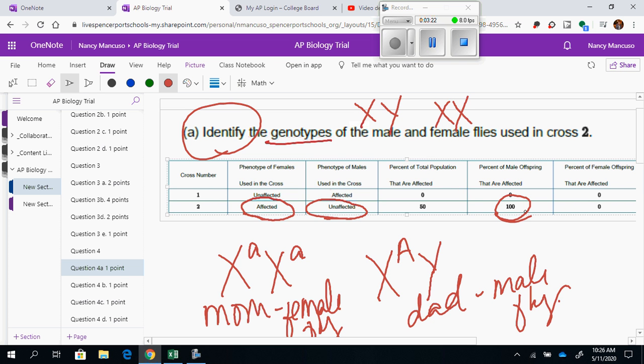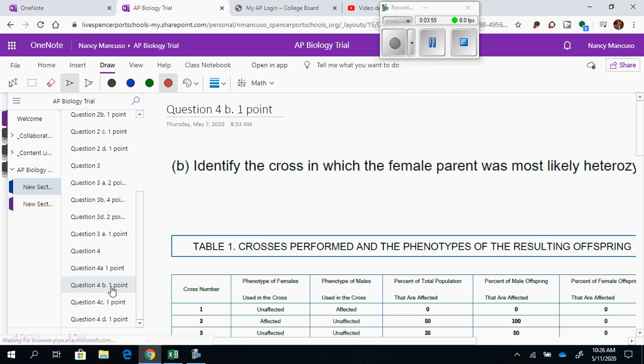Look at this one. Percentage of male offspring. All of the boys have the trait. They have the phenotype. That's because mom could only give away X little a to the boys, dad gives the Y. So all of the males are going to have it. None of the girls are going to, because all of the girls got the X from dad, which is X big A, and the other X from mom, which is X little a. So all of the daughters are carriers, but none of them actually have the phenotype. All right, let's go on to the next question.